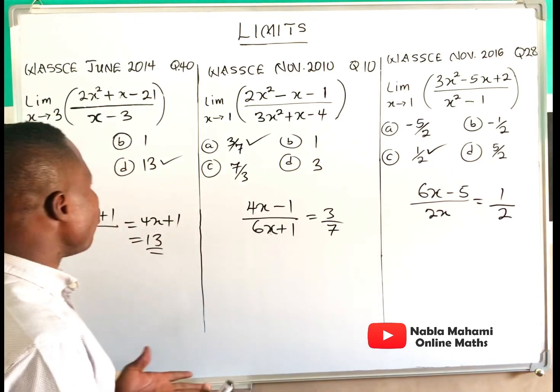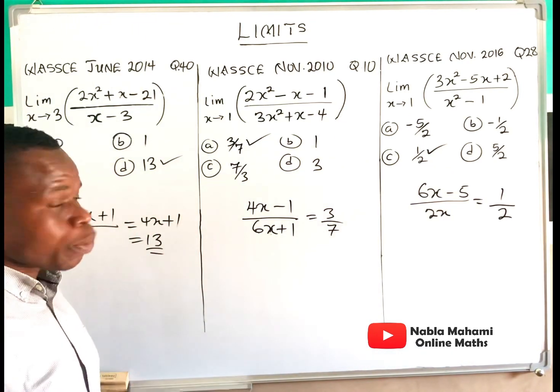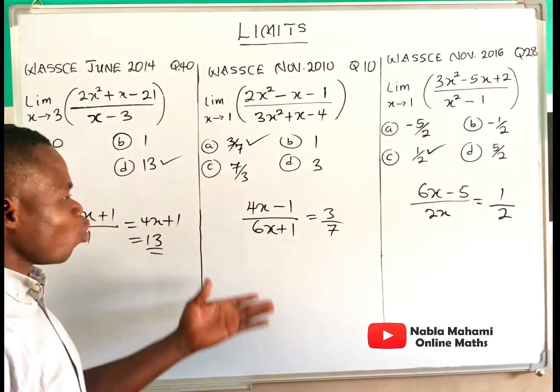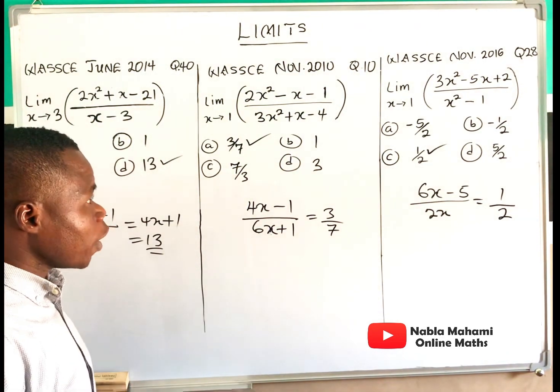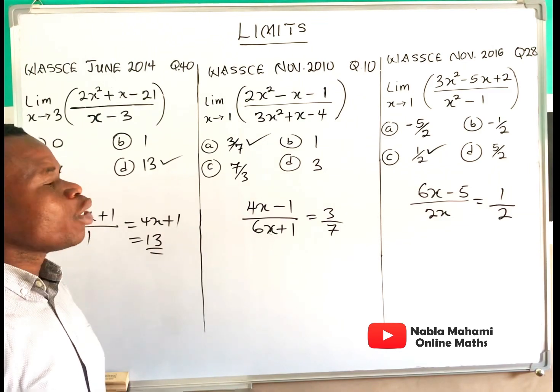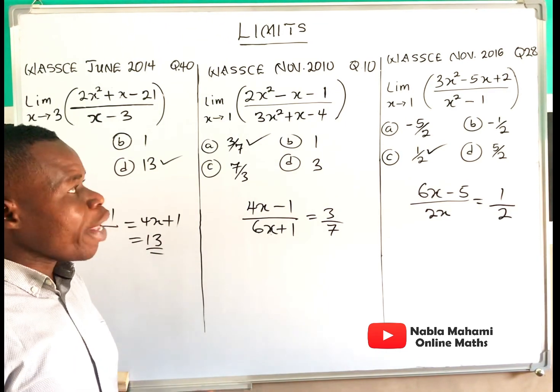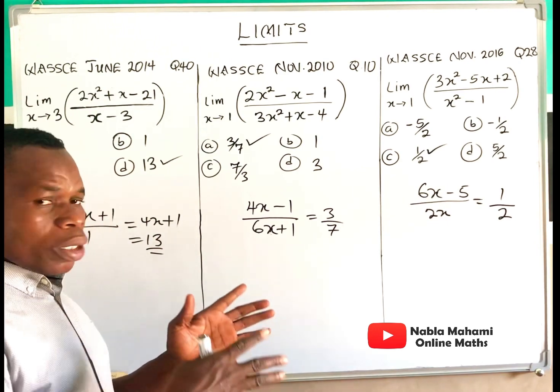So this is how we evaluate limit expressions in the objectives section. Within 5 or 10 seconds, you get your answer and go and shade. So anytime you see a limit question in the objectives, just do this quickly and go and shade.